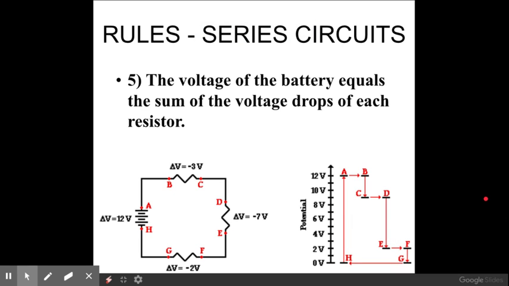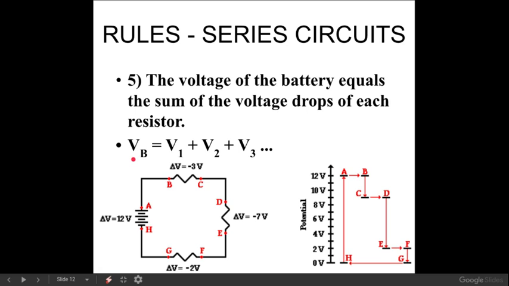Let's do some series circuits here. So examples. And this is where we left off with the last video. We said that the voltage drop of the battery is equal to each individual voltage drop across each resistor. So we could write this in equation form. The voltage of the battery is equal to the voltage of resistor 1 plus the voltage drop across resistor 2 plus 3, if there is a 3, and so on and on.